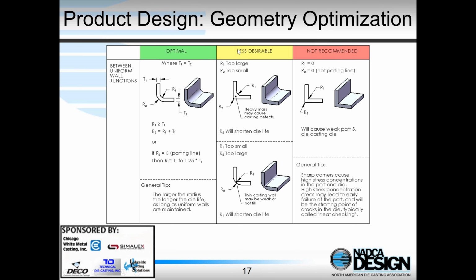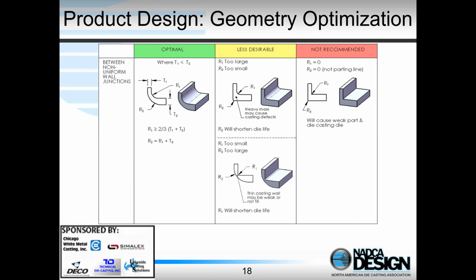So generally, what we have is not recommended, less desirable, and optimal. So here, for a fillet, you can see here we have a sharp corner. We don't like that. We just talked about. Here we've got the fillet on the inside, got rid of the sharp corner on the inside. But now we've got a heavy section here, so we'll get shrinkage porosity in that area. And the optimal design is shown here when we got uniform wall thickness all the way through that fillet.